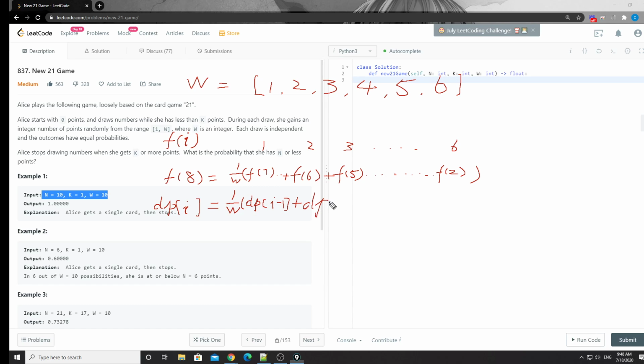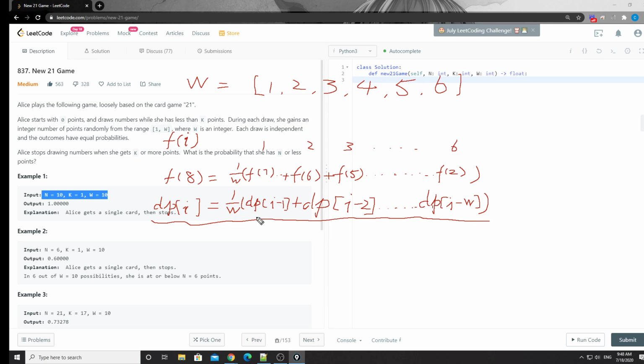dp i minus 2 until dp i minus w, right? Basically, this is our dp state transformation function, right? And basically this dp function tells us how we can calculate the current dp i's probability from the previous states.